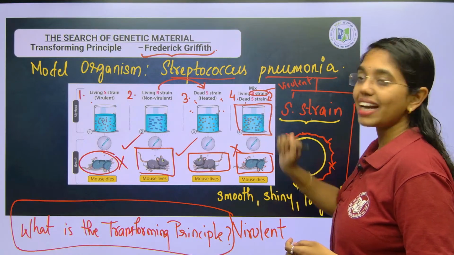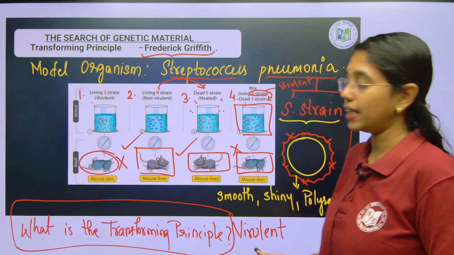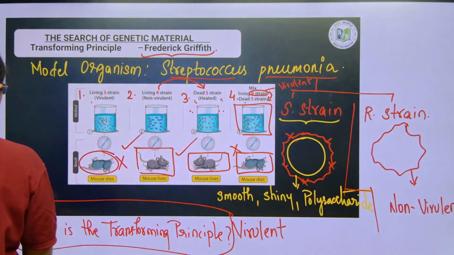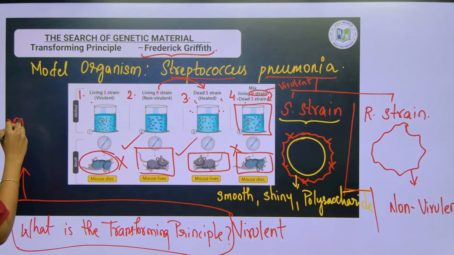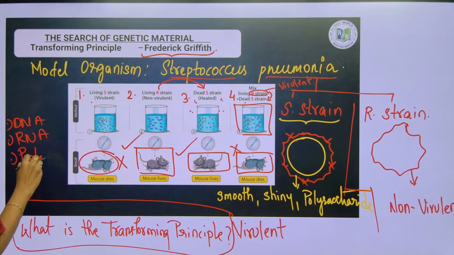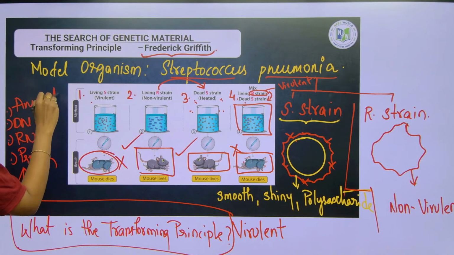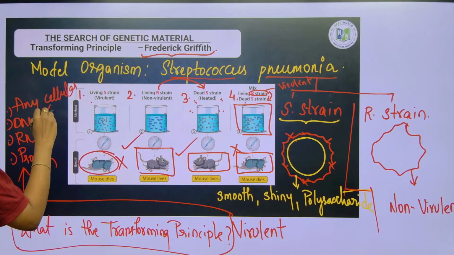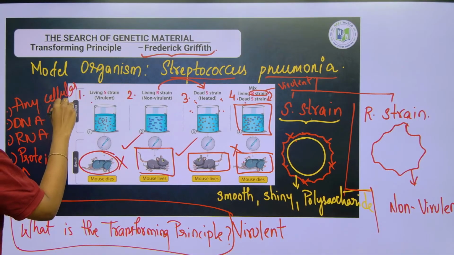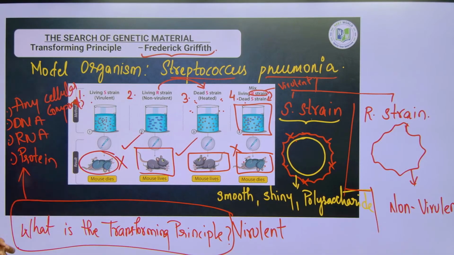But what is that transforming principle exactly? Is it DNA? Or is it RNA? Or is it any protein? Or any cellular component? It is still a question mark.